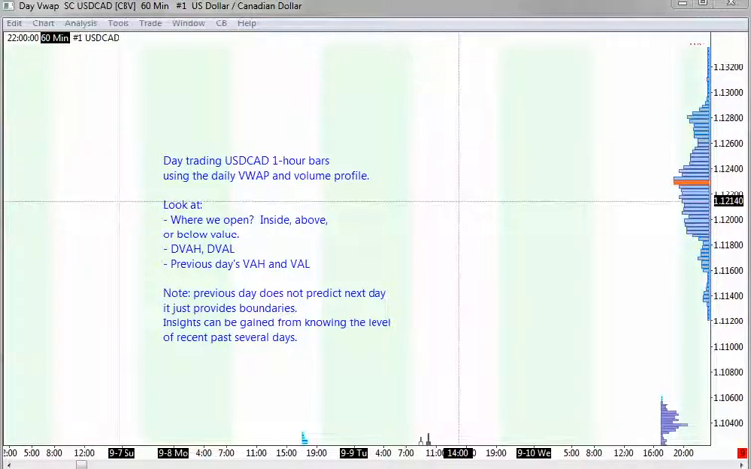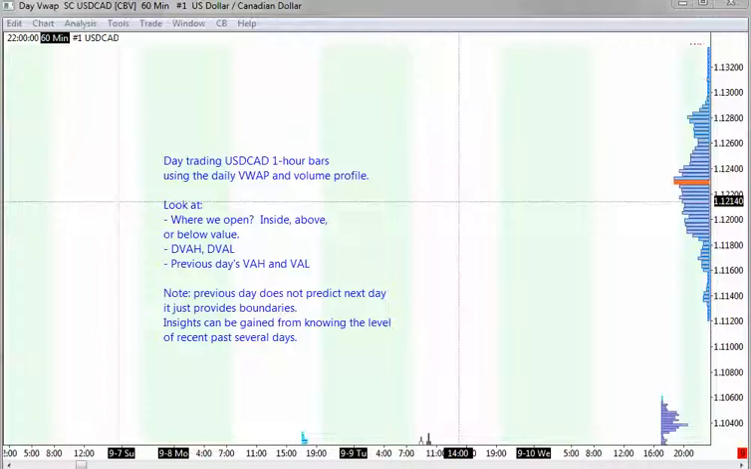In this video, I'm going to discuss and try to get a better understanding on using the daily VWAP and its standard deviation levels. I'm going to be using 1 hour bars to study how the day unfolded, and I'm also going to be taking into consideration the volume profile. I'm doing this for USDCAD, and I'm going to look at where we open.